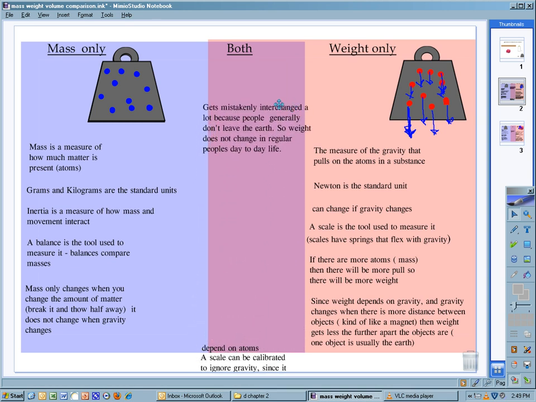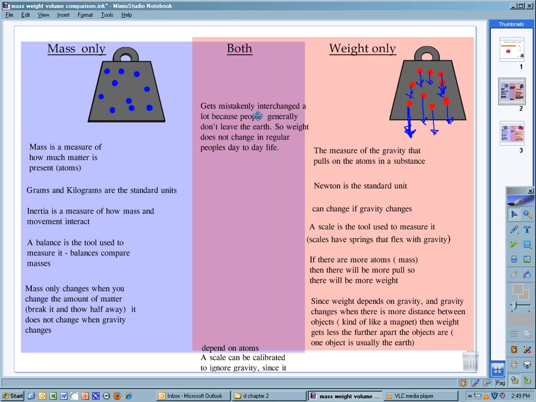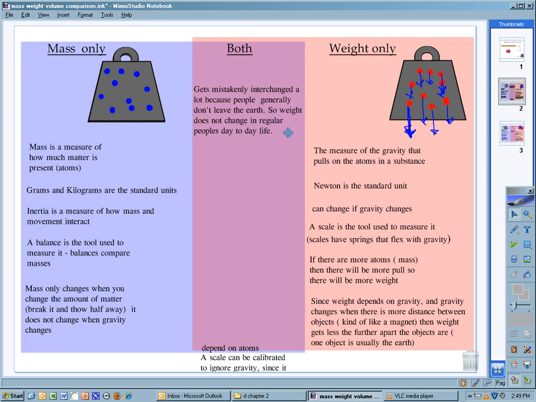Here's where things go astray. Both mass and weight get mistakenly interchanged a lot. People generally don't leave the Earth. In fact, only about 600 people total in the history of the planet have left Earth. So weight doesn't change in regular people's day-to-day life, so they don't worry about it. So they use the word weight when they really mean mass, and they use the word mass when they really mean weight. And it doesn't usually matter because nobody's leaving the planet.